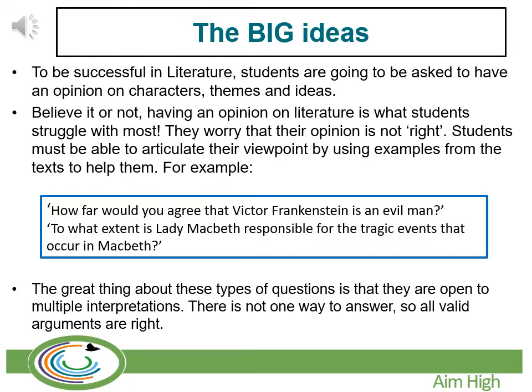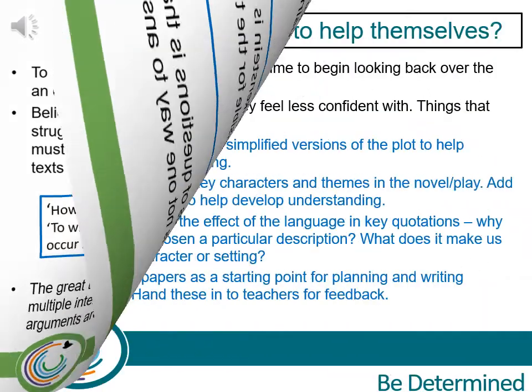So for example, a Frankenstein question might be, how far would you agree that Victor Frankenstein is an evil man? And it's up to students to justify just to what extent they would argue that he is an evil man or not. Similarly with Macbeth, it could be to what extent is Lady Macbeth responsible for the tragic events that occur? And again, it's up to students to justify just how far she might be seen as being responsible. It's a great way to help students to revise, to ask their opinions on these texts. You can ask your children to talk to you about some of these main characters and get them to really think about their viewpoints on their actions and the consequences of those actions.